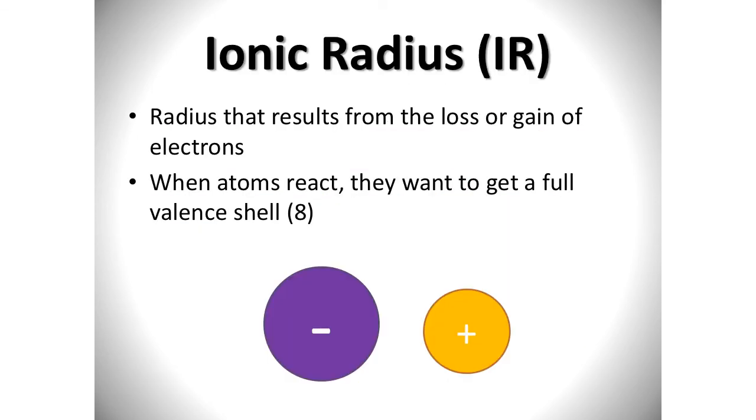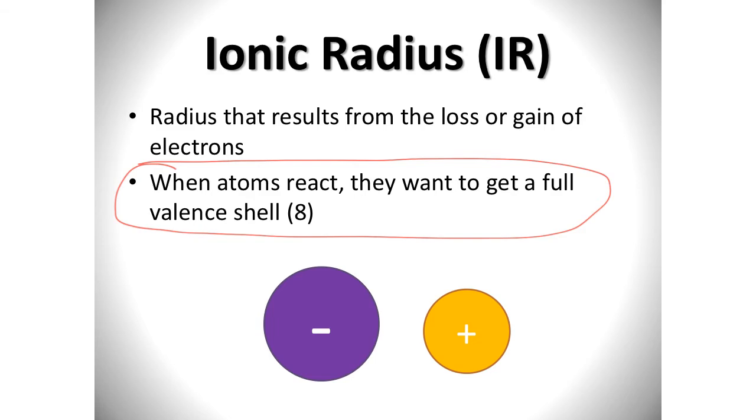So again, ionic radius is the radius of an ion, and we get an ion by losing or gaining electrons. So you have to look at the electron configuration and remember that when atoms react, they want to get a full valence shell, which is usually 8, unless they just have one electron shell, then it would be 2. Or they want to react to look like the closest noble gas.